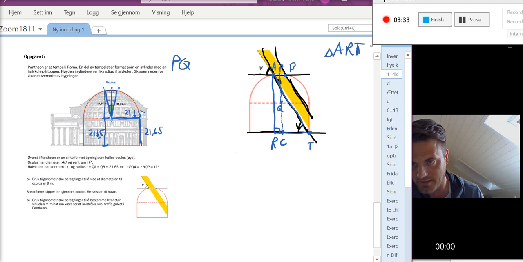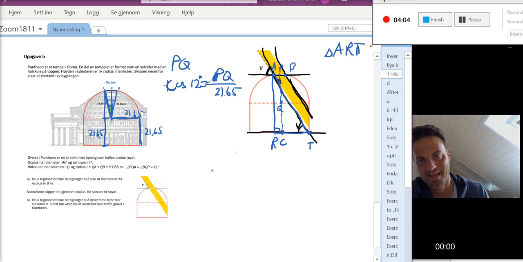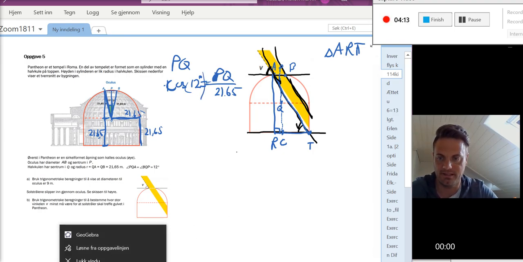And we have this triangle up here, AQP, and then PQ, according to 12 degrees, is the adjacent side, and we know the hypotenuse, 21.65. So we know that cosine of 12 degrees is equal to the adjacent side, which is PQ, divided by the hypotenuse, which is 21.65. So we need to start here. And this I can solve on the calculator, just call PQ x. Then I will get an answer here.